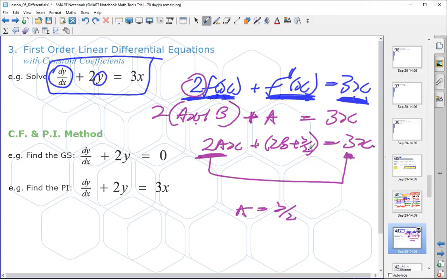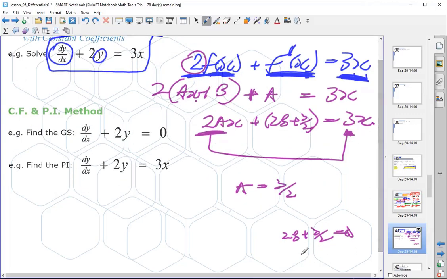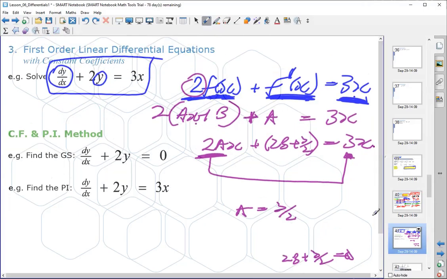3 over 2. Then 2b plus 3 over 2 has got to be 0, because there's no units term at the end here. Minus 3 over 4. So b has got to be minus 3 over 4. So an equation that works in here is y equals 3 over 2x minus 3 over 4. That works if you put it in as y.